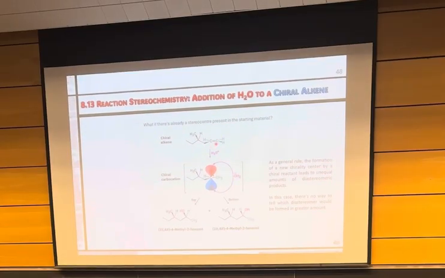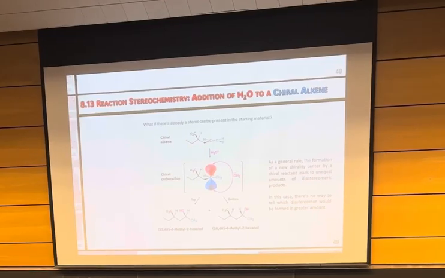So here is a chiral alkene. Now be careful. When it says chiral alkene, that doesn't mean the alkene is chiral. That means the molecule is chiral. The molecule is chiral, but just happens to have an alkene in it. So be careful with the language they're using. The chiral part is always the sp3.